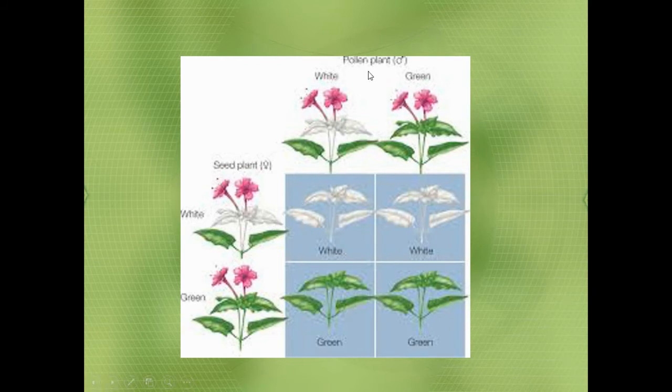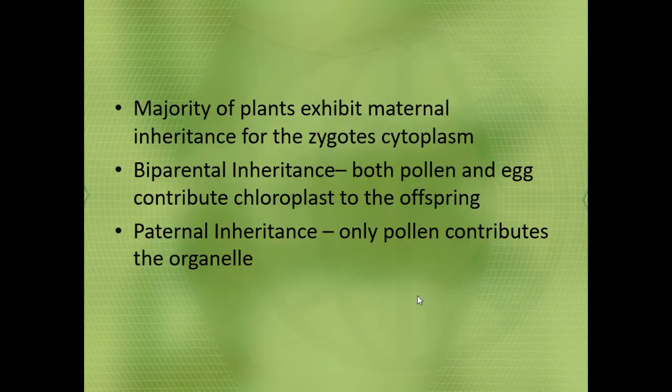So he noticed that whenever he was crossing things, here's the dad, this is going to be the mother. Whenever you crossed these two plants here, you ended up with white. Whenever you crossed a green dad with a white mom, you still ended up with a white child. Whenever you crossed a green mom with a white dad, you ended up with a green child. And when you crossed a green dad and a green mom, you ended up with a green child. So whatever the mother was is what those children ended up having. The dad's genes did not actually play a role in that at all.